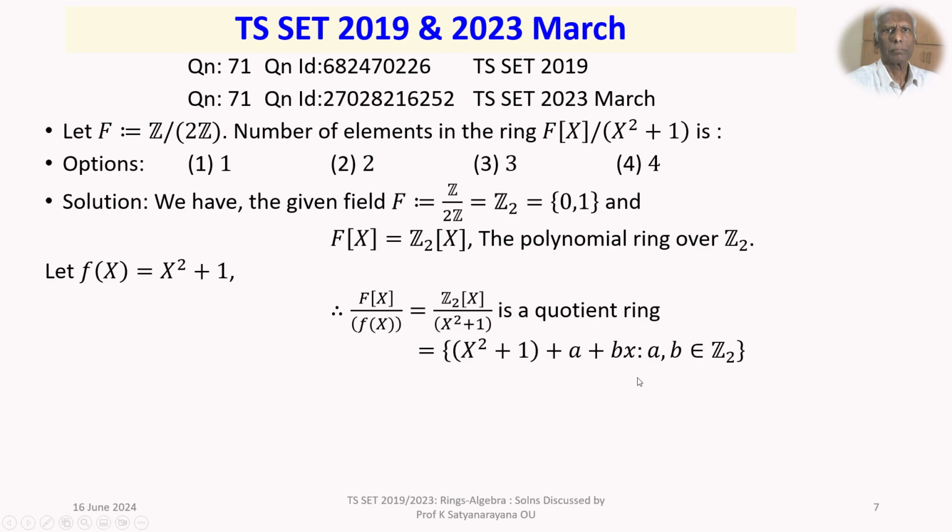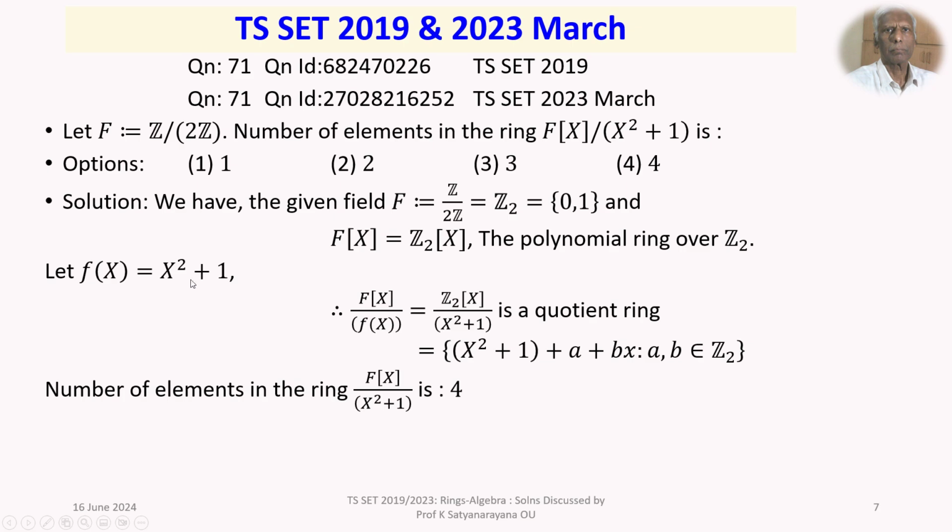These are cosets. I means the ideal generated by x square plus 1, where a, b take values in Z2. So a takes 2 values, b takes 2 values. When a takes 2 values and b takes 2 values, the number of elements in Z2[x] by the ideal generated by x square plus 1 will be 2 into 2, that is 4 elements. The number of elements in the ring F[x] by the ideal generated by x square plus 1 is 4.